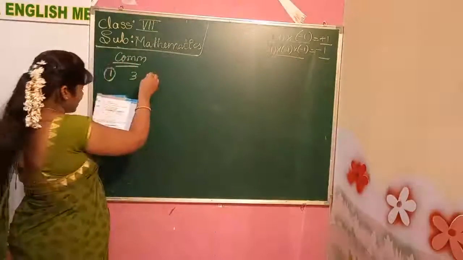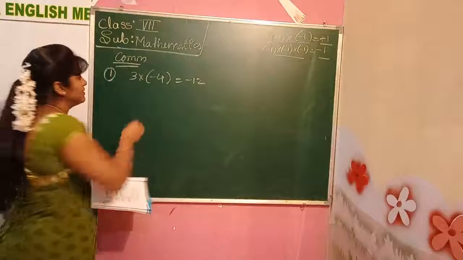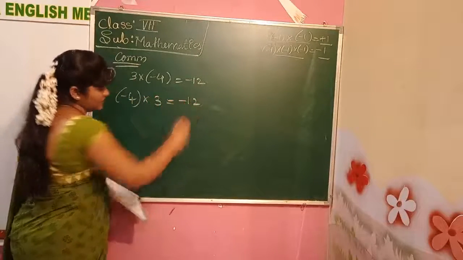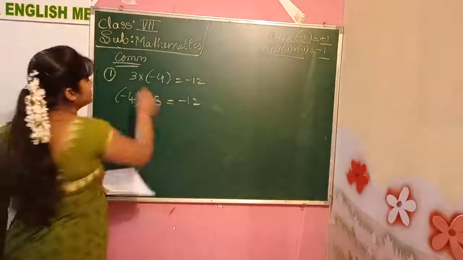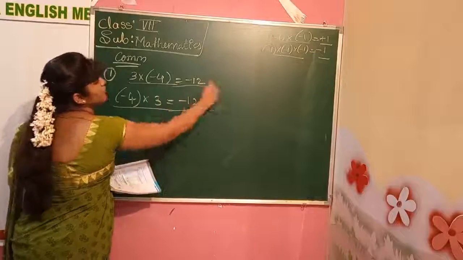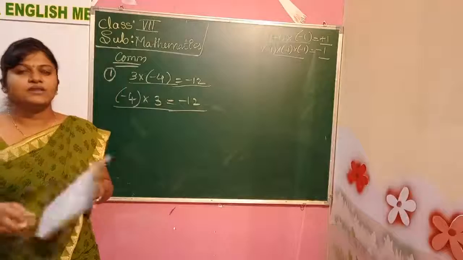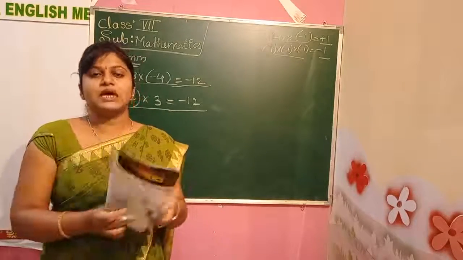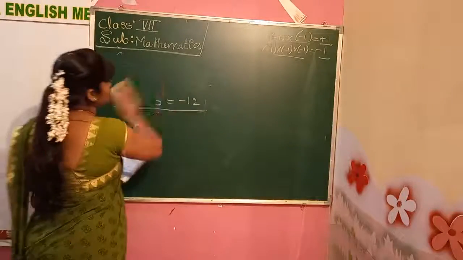I'm taking from your textbook, they have given 3 into minus 4. What is the answer? Minus 12. Reverse this one: minus 4 into 3. What is the answer? Yes, exactly, we get the same. Understood now? This is the commutative property. We are reversing the numbers, but we are getting that number itself. That is called the commutative property, commutativity of multiplication.